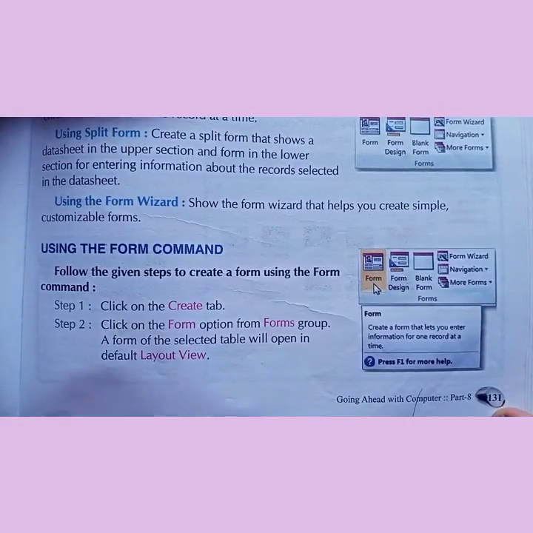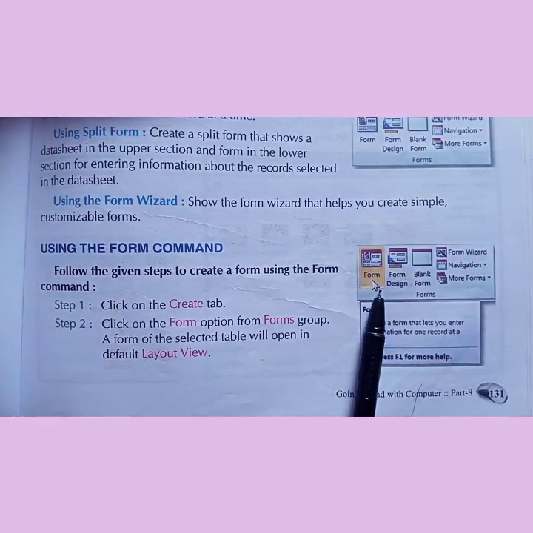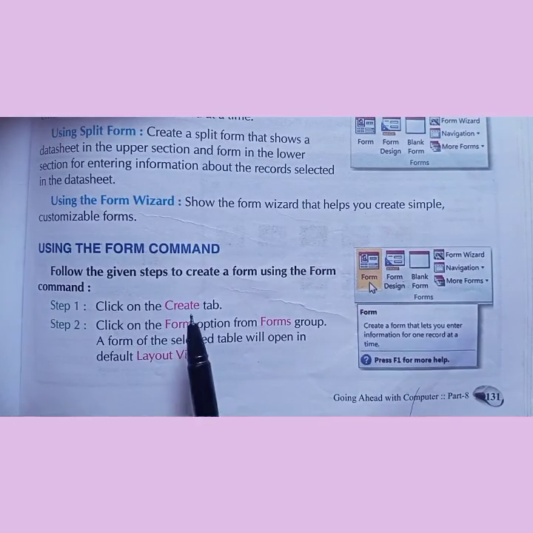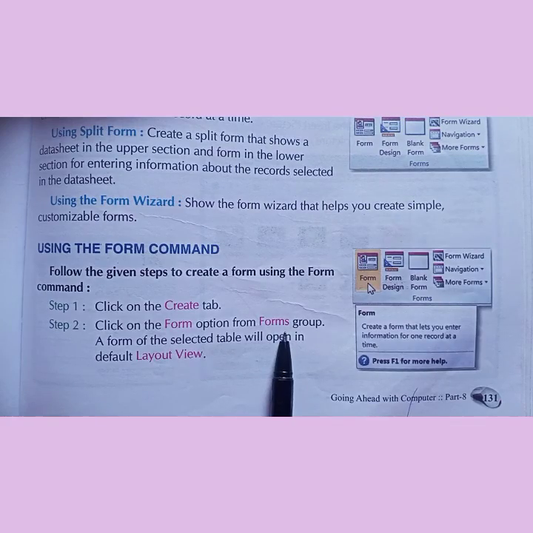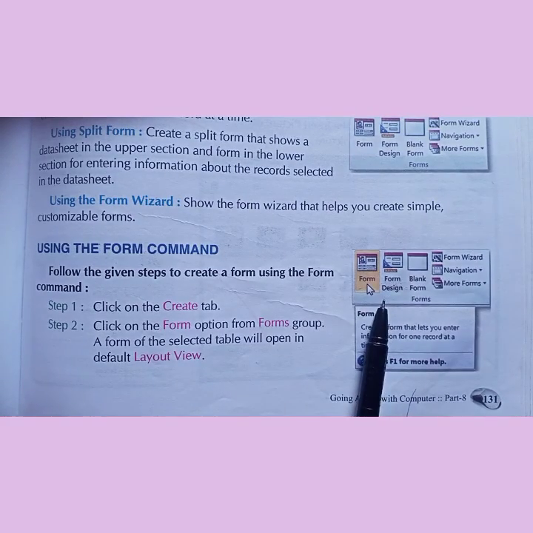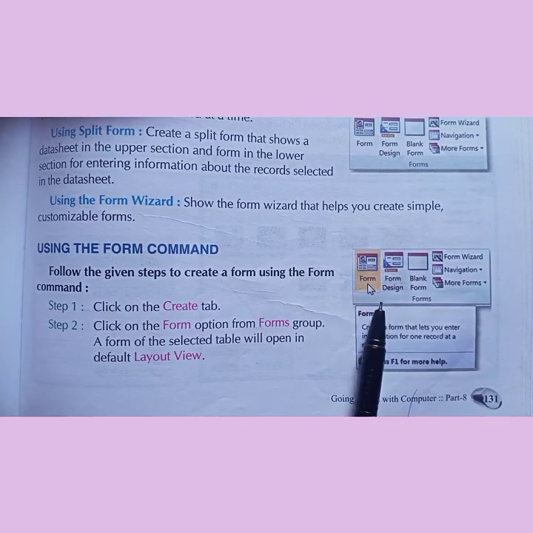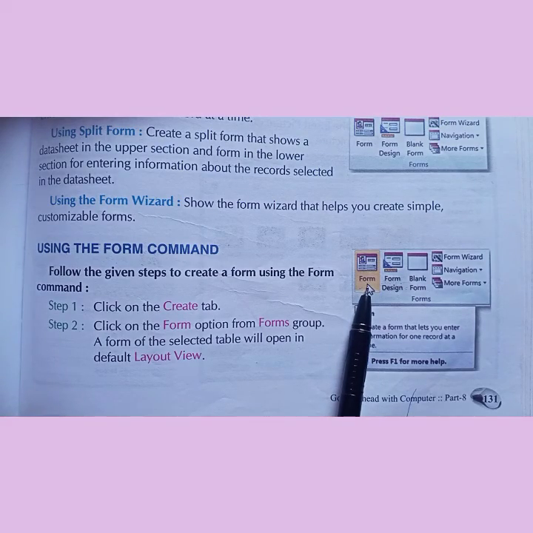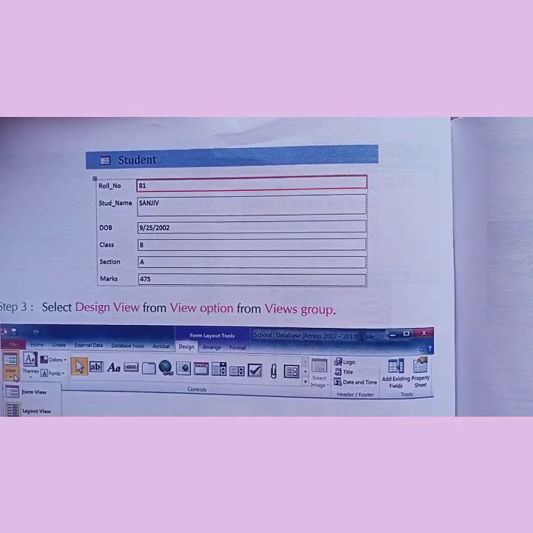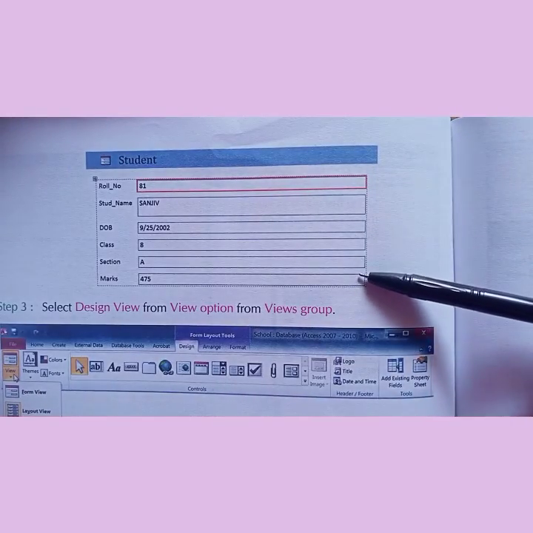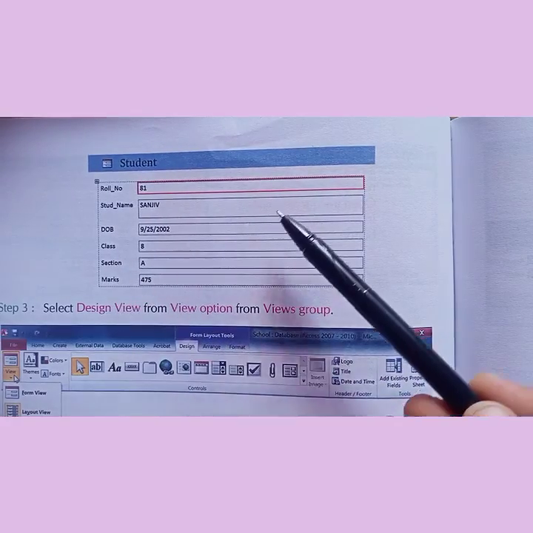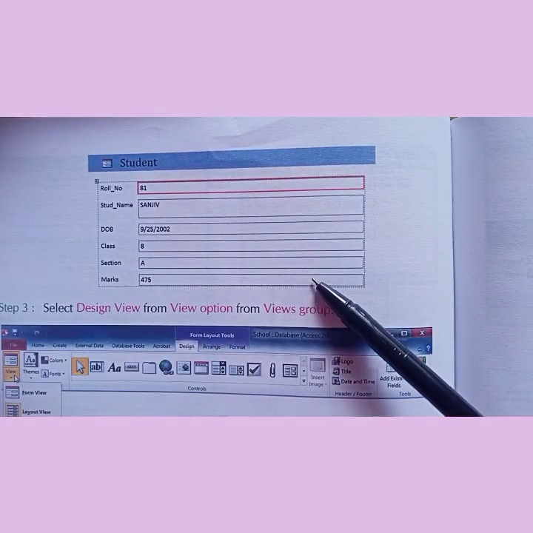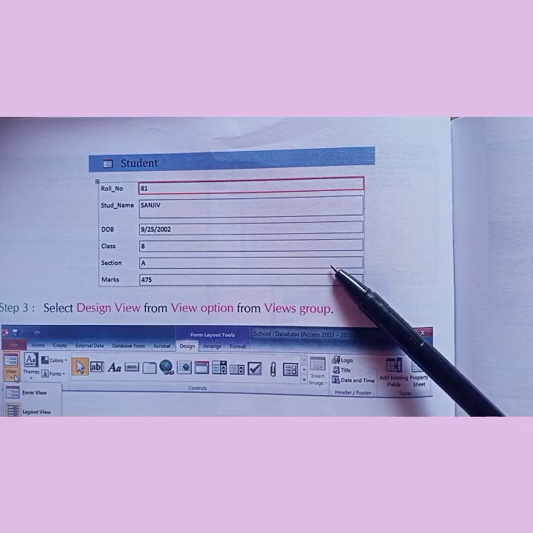With the form command, as you can see, it is shown over here. We will be clicking on the create tab. In the create tab, we will go to the forms option in the form group, and we will be shown the layout windows. You can see the form option is given here, and we will click on this one. As soon as we click on this one, we will be shown a form with the fields written on the left side and with the text boxes to be filled on the right side.